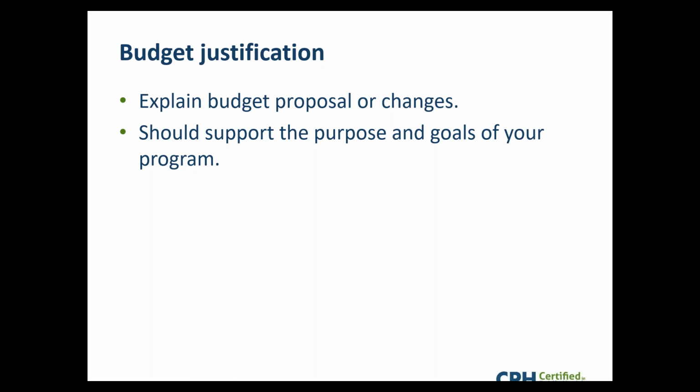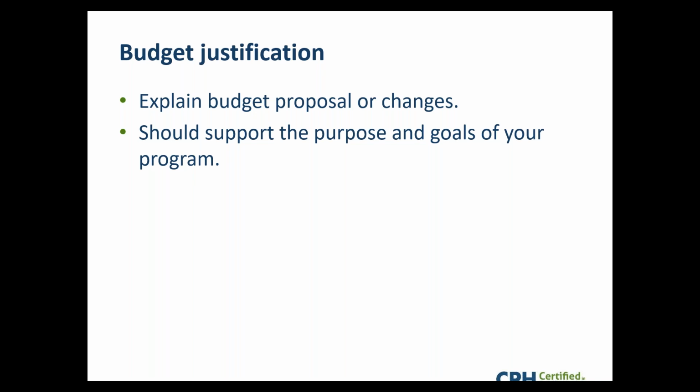When you have budget variance for a particular program, you need to justify why that budget has changed. Oftentimes in your proposal or in your update, you're required to file paperwork and measures on how your program is being run, implemented, and operated. You need to justify why it changed. And all you do is support the purpose and the goals of your program.